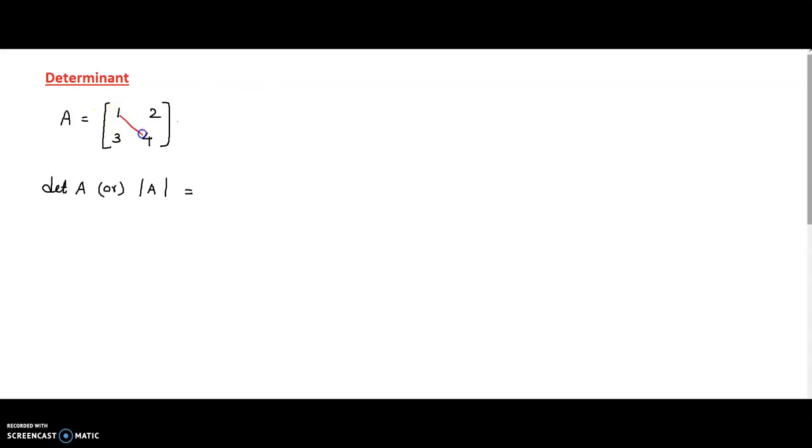So we need to multiply the first element with the last element. So we write 1 into 4 minus, we need to multiply the second element with the third element, so that is 2 into 3. So 1 into 4 is 4, minus 2 into 3 is 6. 4 minus 6 is equal to minus 2. So whenever we have a matrix in the form of ABCD, we can write the determinant as AD minus BC, that is first element into last element minus second element into third element.